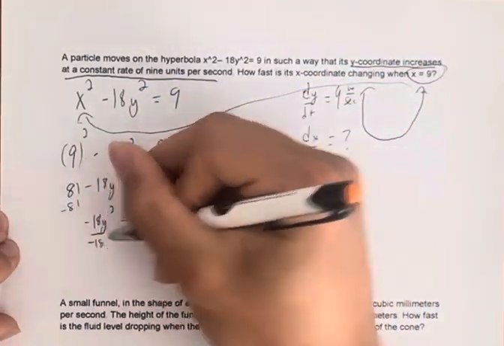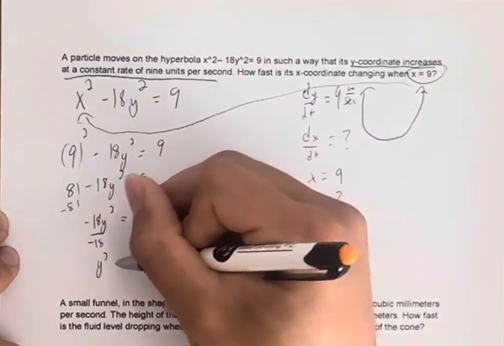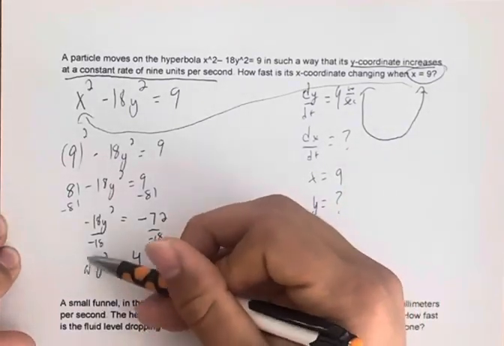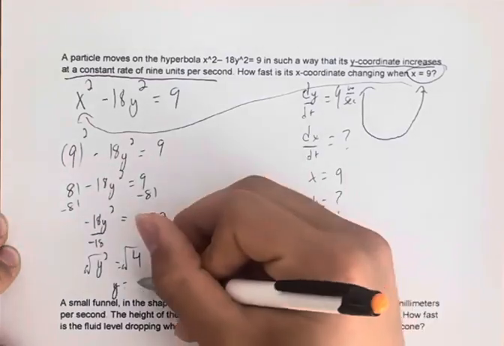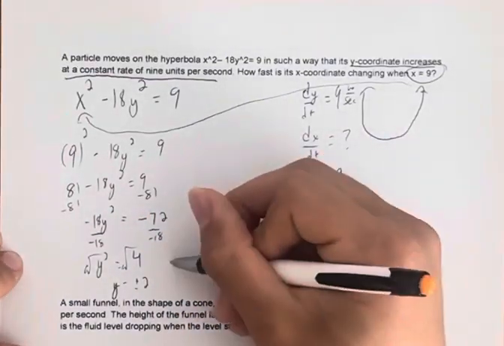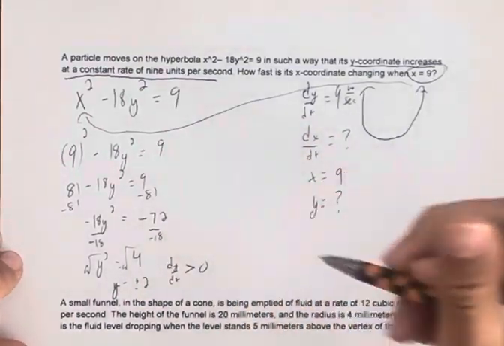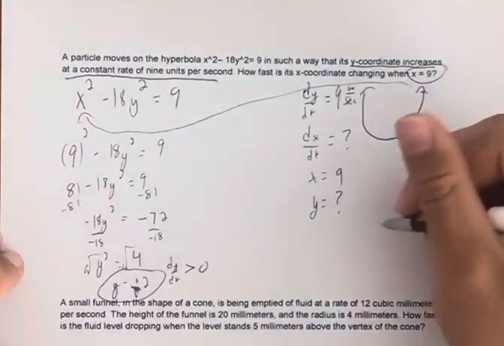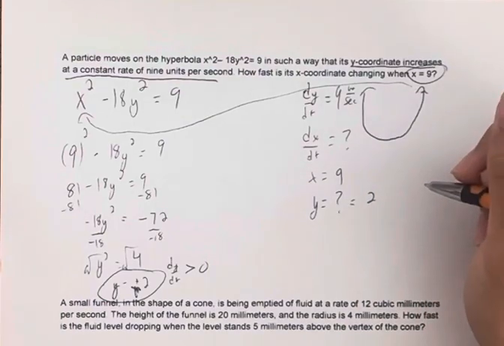You divide each side by negative 18, which would get you 4. Now you take the square root of each side, which gets you y equal to plus or minus 2. But in this equation, dy/dt has to be greater than 0, which means we take the positive version. So y equals 2. So now we can solve.